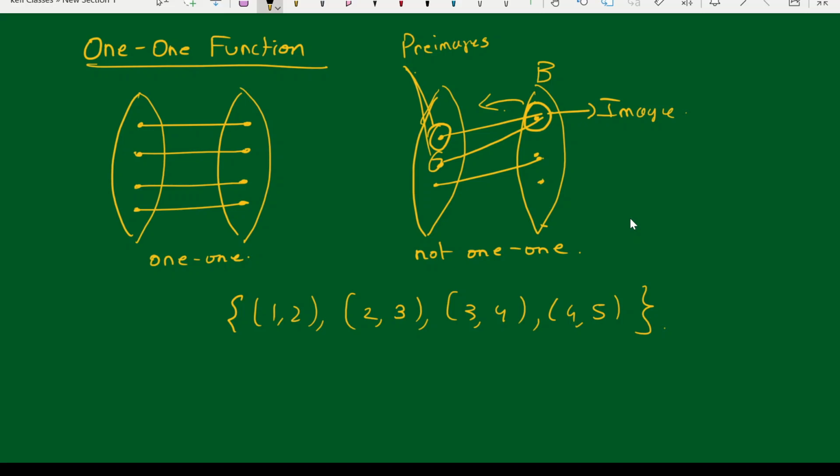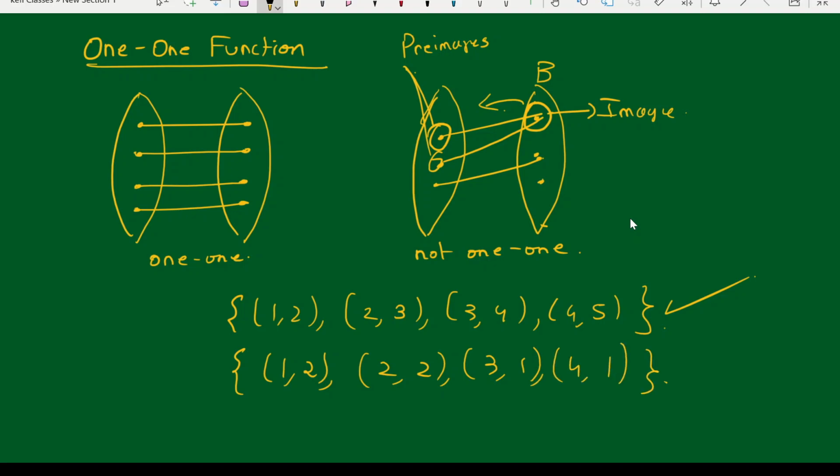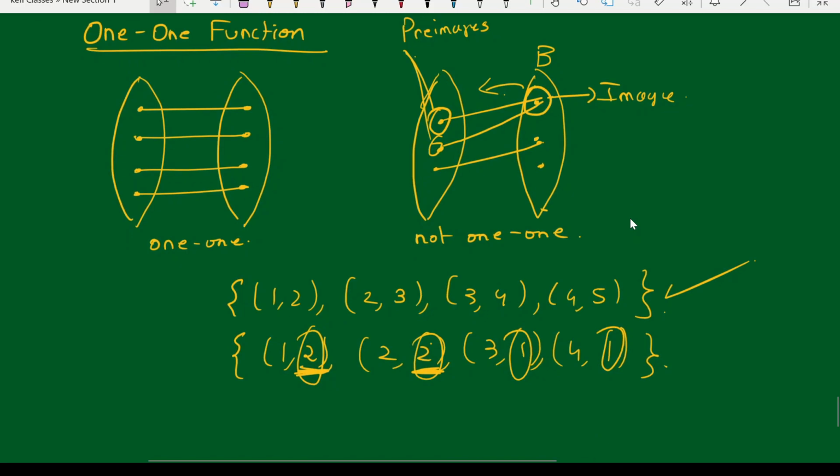Will it be a 1-1 function? Yes, because one has only one image, 2, 2, 3, 3, 4, 4, 5. Unique images here. Okay? So this is a 1-1 function. But suppose you consider something like this: 1, 2, 2, 2, 3, 1, 4, 1. So it's not a 1-1 function. So if you see the second elements, they are repeating 2 times. Here also, they are repeating more than 1 time. So it's not a 1-1 function. Okay? Right. Next we go with is onto function.